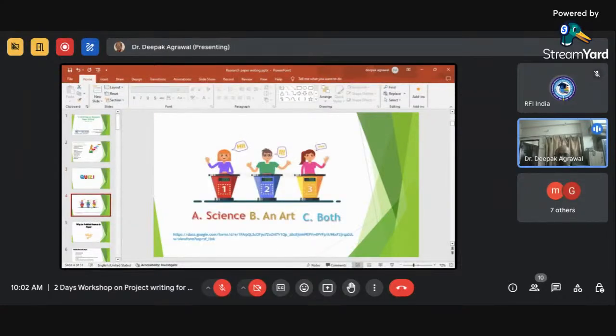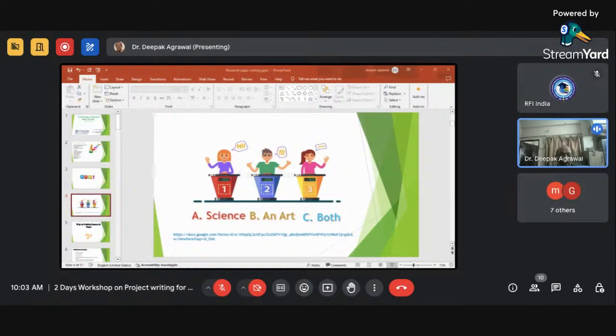And this is the quiz over here. As per you, what is the research paper? Is it a science? Is it an art? Or is it both? I can take randomly one or two answers from the participants. You can unmute and you can just try to answer it. One or two participants only. Both. Yeah, ma'am. Anyone else, please? Same view?